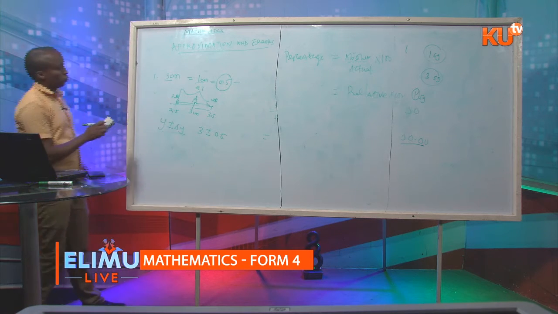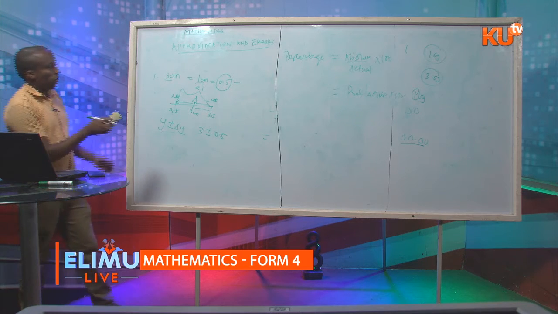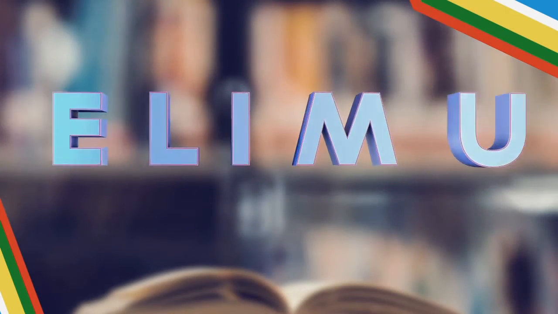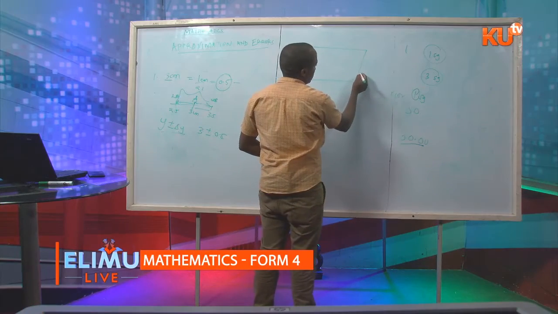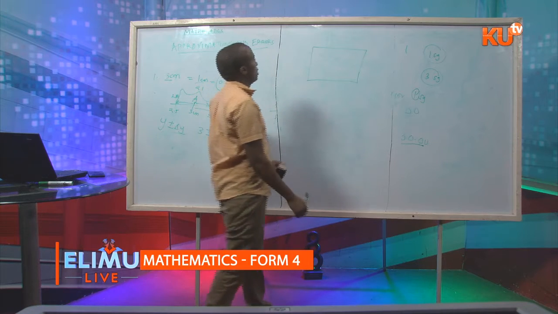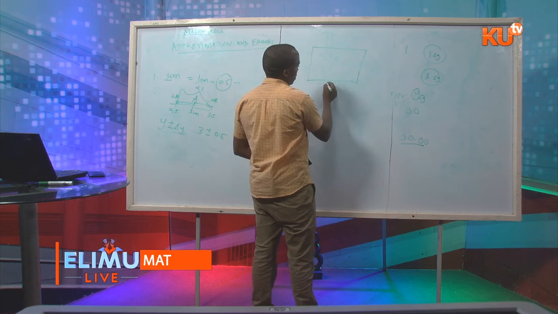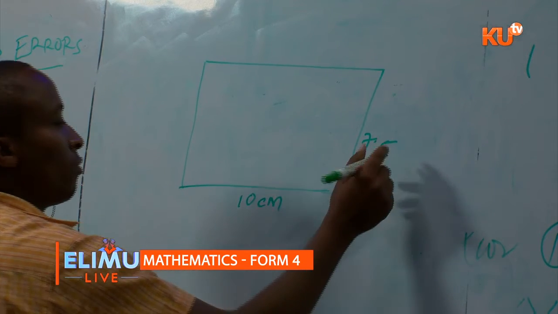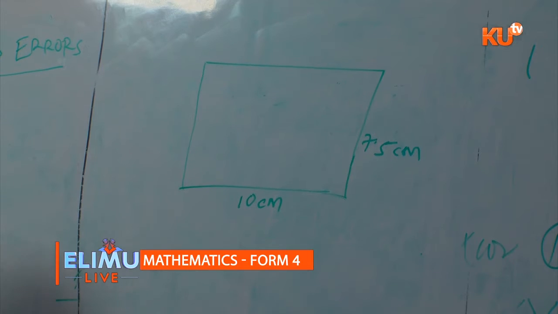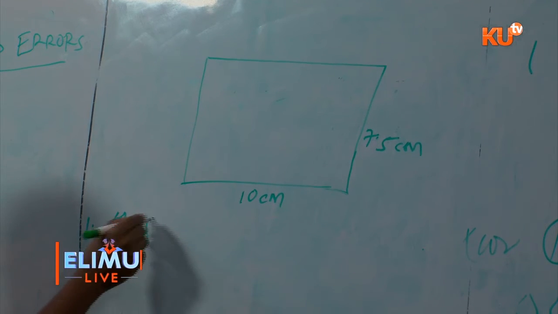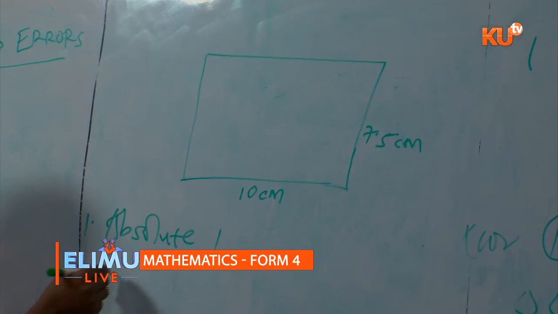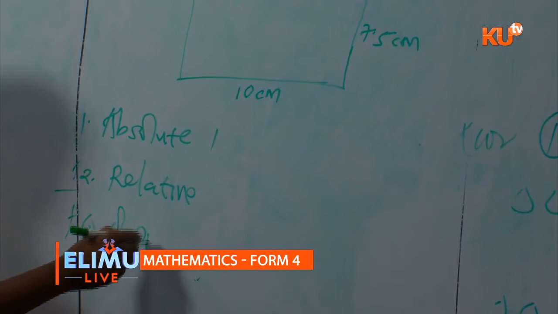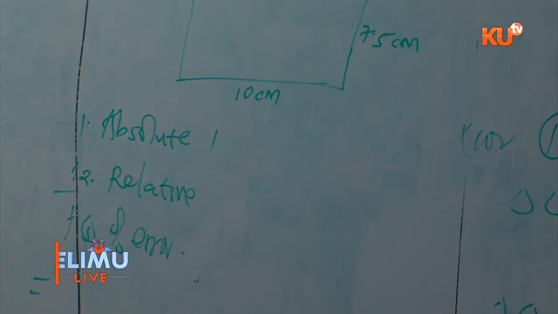So let us now go to another example. Given this is an A4 paper, which is rectangular, if this is maybe 10 centimeters and this is maybe 7.1 centimeters, I want to get the absolute error, the relative error, and the percentage error for those three.